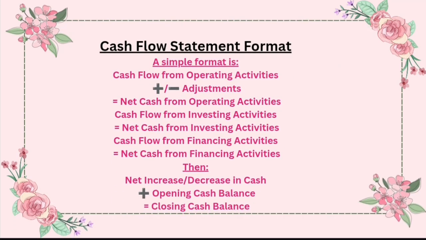Now here is the basic format of a cash flow statement. The simple format is cash flow from operating activities, plus or minus adjustments, which is equal to net cash from operating activities. Cash flow from investing activities is equal to net cash from investing activity, and cash flow from financing activity is equal to net cash from financing activity. Then net increase or decrease in cash plus opening cash balance is equal to closing cash balance.